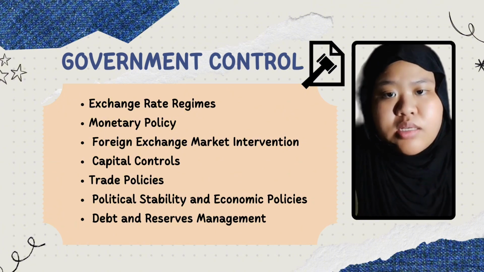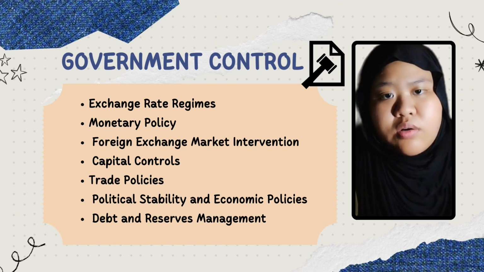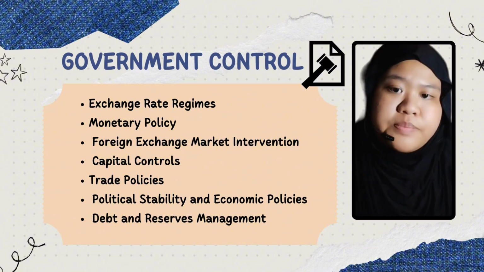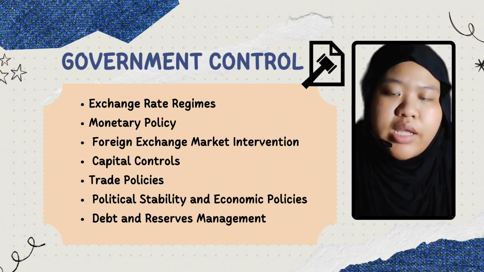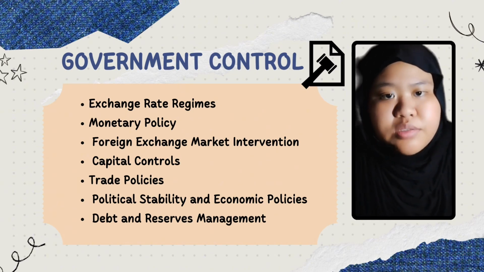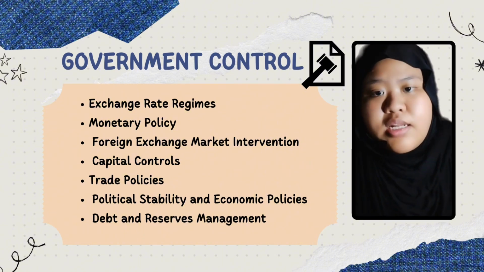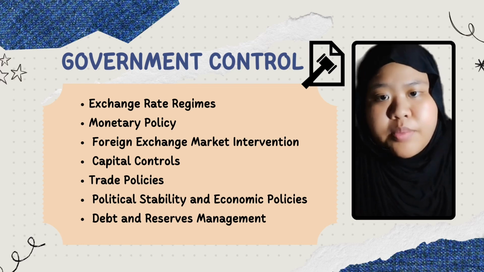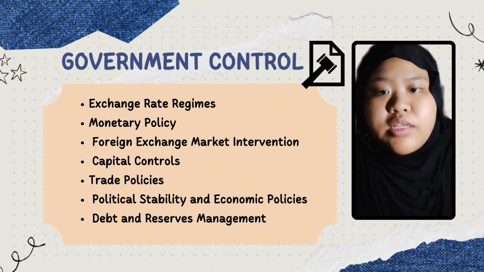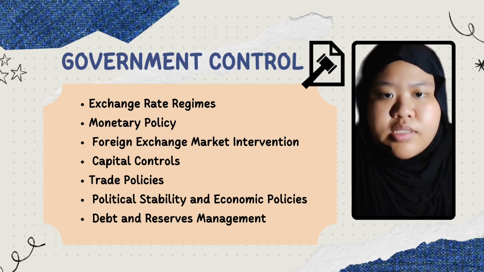And number 4 is capital control, restricting foreign investment flowing in or out of the country, which can influence currency supply and demand. And number 5, trade policies. Trade policies like tariffs, quotas, and subsidies affect the trade balance, which in turn impacts the exchange rate. For example, a trade surplus strengthens the currency. And number 6 is political stability and economic policies, where a stable political and economic climate builds investor confidence, attracting foreign investment and strengthening the currency, while instability weakens it.